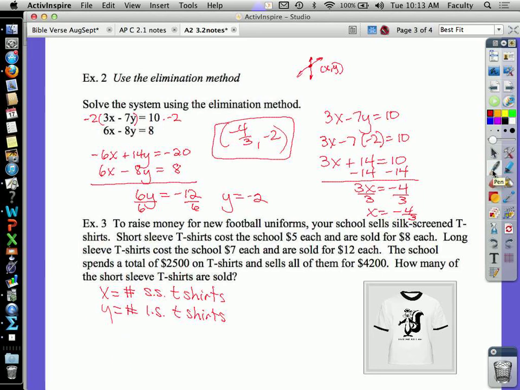No, that's good. Okay, so the short sleeve cost 5. And then long sleeve cost 7. And the school paid 2,500. They sold the short sleeve for 8 and sold the long sleeve for 12. Beautiful. There we go.